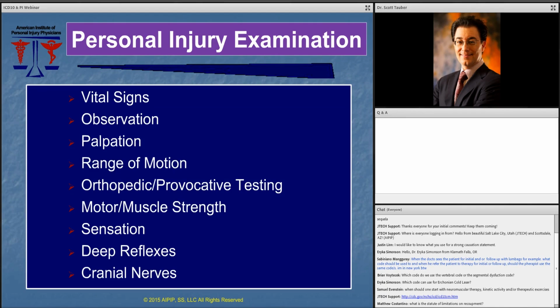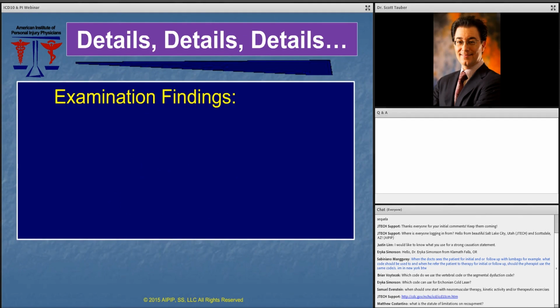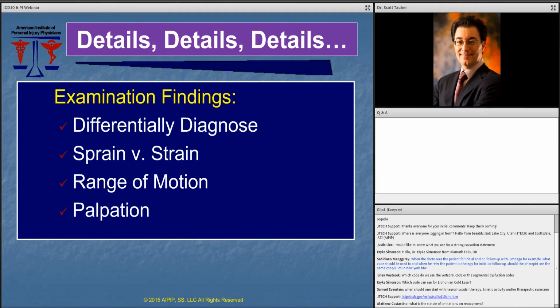So in your examination findings, we're going to focus on a few things. We need to differentially diagnose. Now the big one is going to be sprain versus strain. Everybody uses sprain versus strain. In ICD-10, it has gotten very specific. You've got sprains and strains of pretty much everything. The extremities have their own set of codes, as well as laterality. Got a lot of choices here.